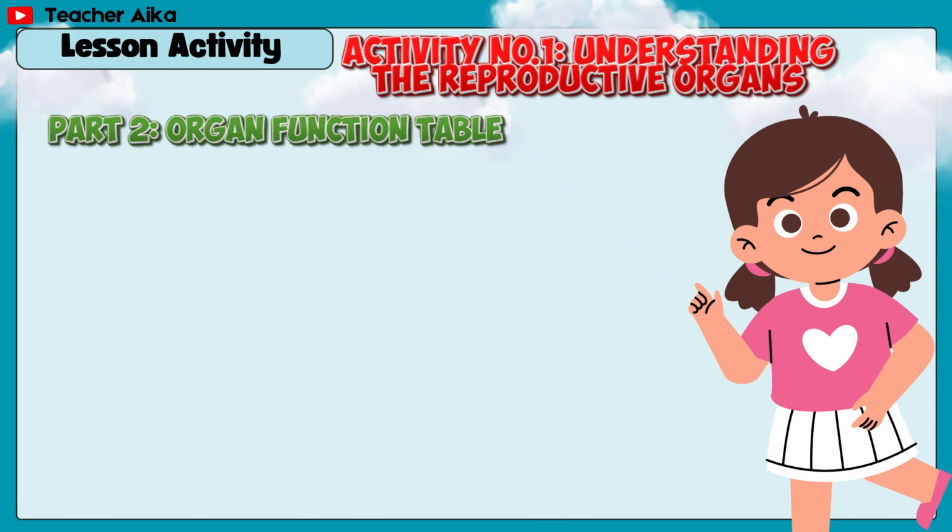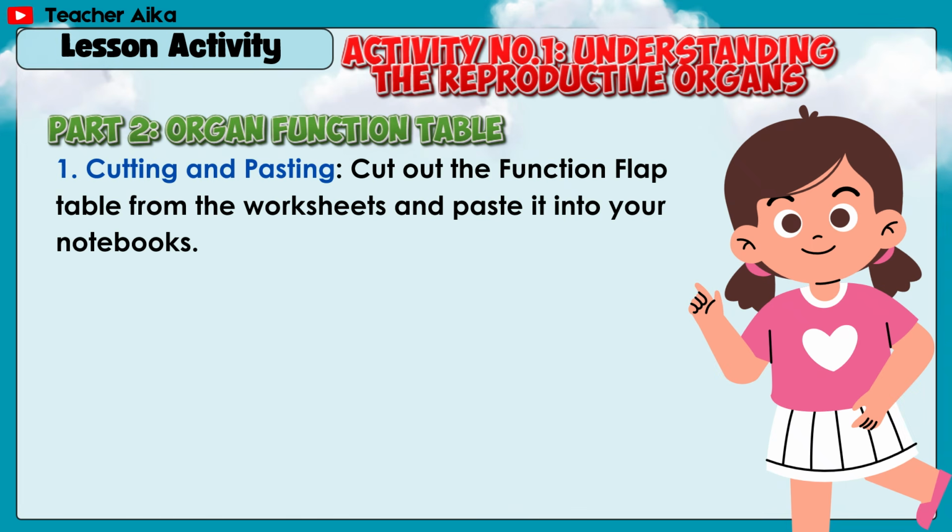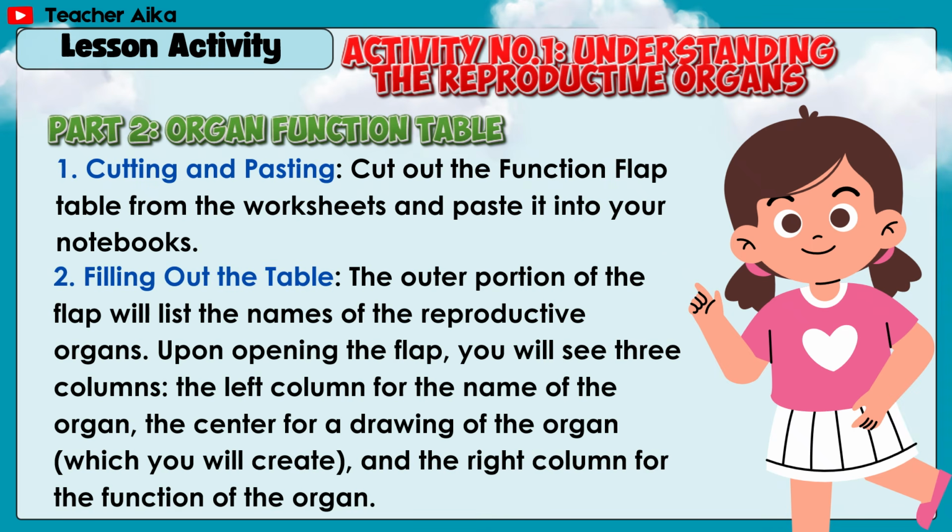Part 2. Organ function table. Number 1. Cutting and pasting. Cut out the function flap table from the worksheets and paste it into your notebooks. Number 2. Filling out the table. The outer portion of the flap will list the names of the reproductive organs. Upon opening the flap, you will see 3 columns. The left column for the name of the organ, the center for a drawing of the organ, which you will create, and the right column for the function of the organ.